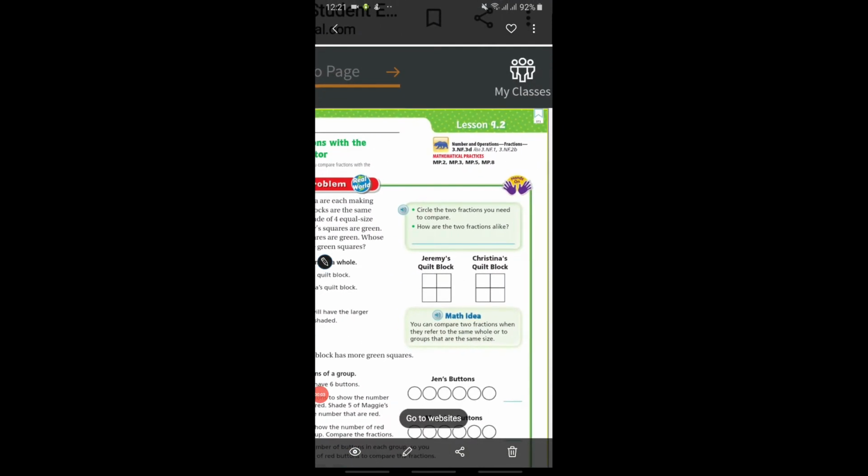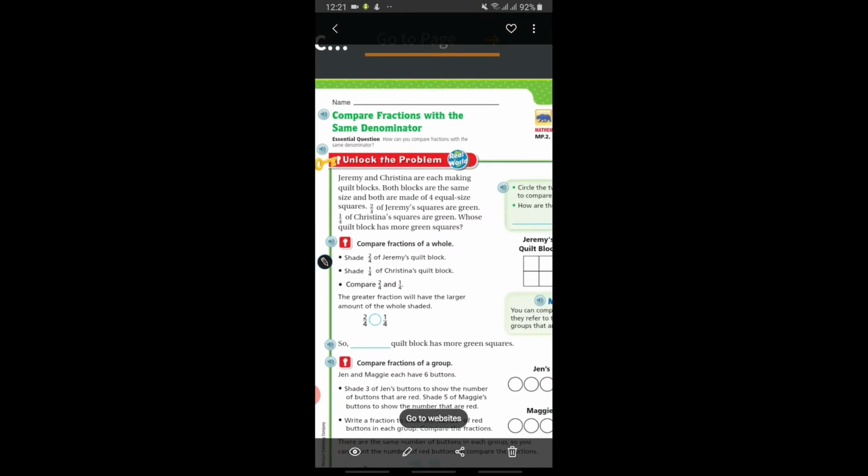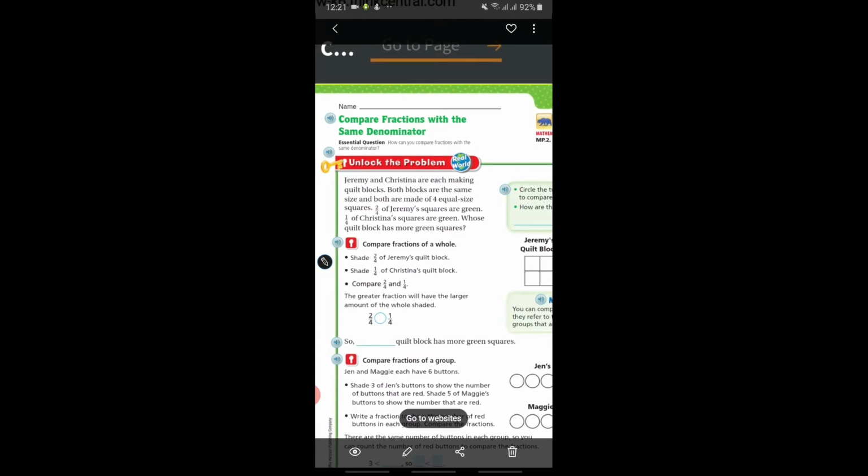So now I have to explain lesson 9.2. The name of the lesson is compare fractions with the same denominator. I have to give the basic idea of how to solve a question in this lesson. First of all, I will tell you what the same denominator means.